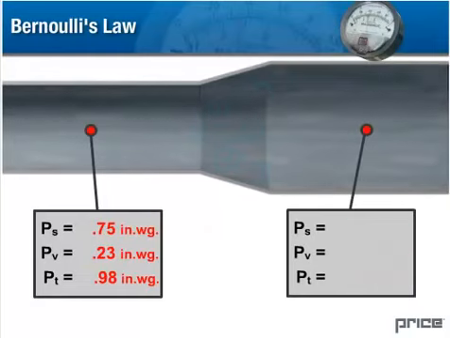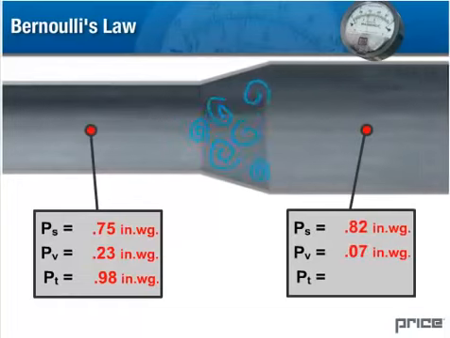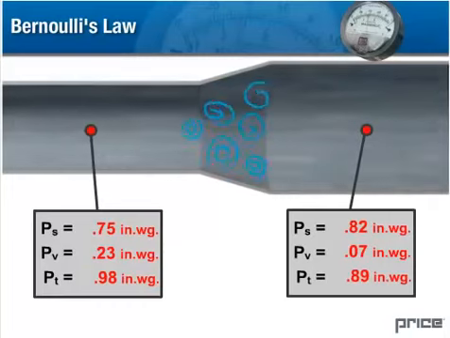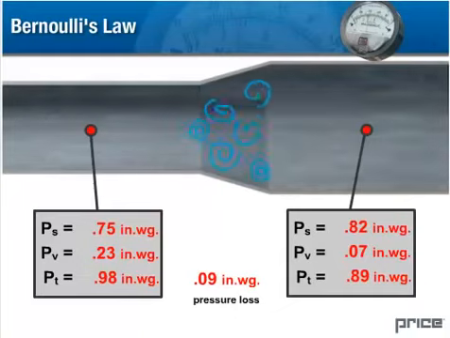However, due to turbulence produced at the transition, there will be a loss of total pressure. If we take measurements on the downstream side of the transition, we would more likely see the following measurements: a static pressure of 0.82 inches of water and a velocity pressure of 0.07 inches of water for a total pressure of 0.89 inches of water. We see that there has been a total pressure loss of 0.09 inches of water.